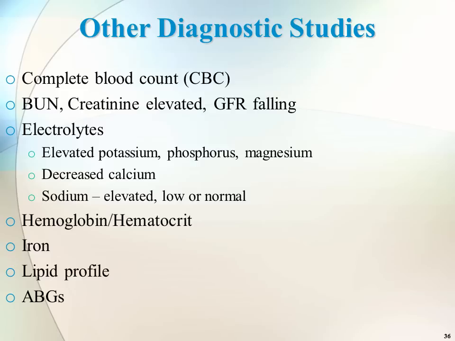creatinine. Fluid and electrolytes, or electrolytes, I should say. Potassium will be elevated. Phosphorus will be elevated. Magnesium will be elevated. Calcium will be low. And sodium could go either way. Hemoglobin and hematocrit, because of the erythropoietin and the anemia, are going to be important. We are going to want to do a lipid profile. We are going to want to do ABGs because of the metabolic acidosis.